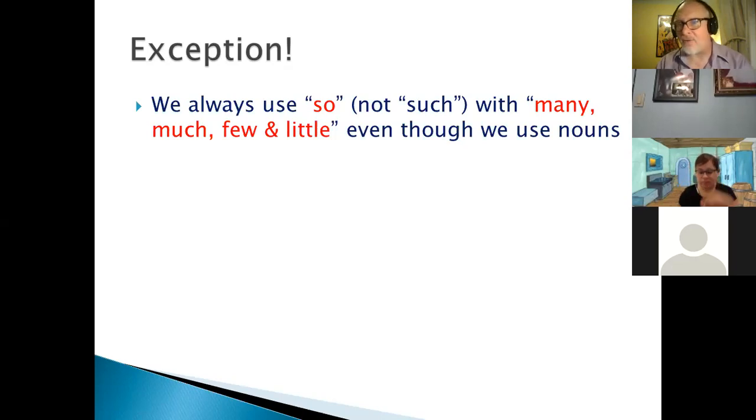Much with a non-countable noun. He drank so much beer that he couldn't drive home. Few with a countable. He has so few clothes that he has to wear the same shirt every day. Or little. Little with the non-countable. I have so little time today that I can't go to English class. So many, so much, so few, so little.